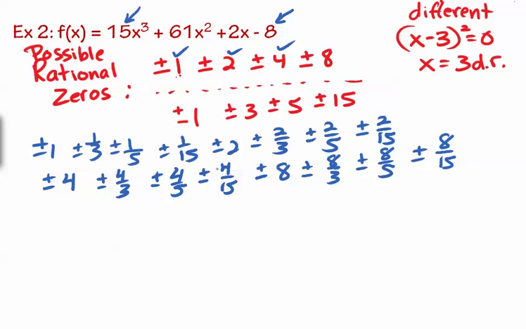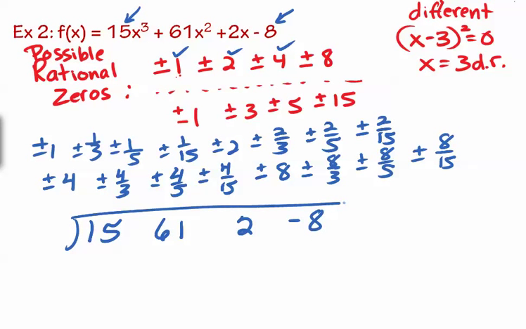So we might have to do synthetic division over and over and over again until we can get a remainder of 0. So where should we start? Well, we could set up our synthetic division: 15, 61, 2, -8. You could pick your favorite one. You could say 4 over 15 is my favorite choice, and then do synthetic division. But I think most of us would say, let's try the integers before we try the fractions. But there's no guarantee. So pick your numbers and start dividing.